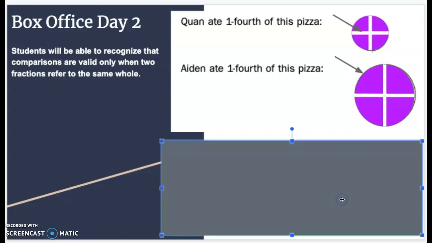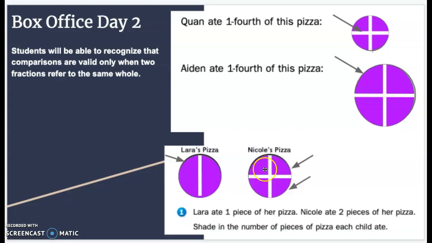Now let's take a look at these two pizzas, Lara and Nicole. Lara's pizza is broken into 2 pieces and Nicole's pizza is broken into 4 pieces. Lara ate 1 piece of her pizza, which is right here. Nicole ate 2 pieces of her pizza, right here. So they both ate 1/2 of their pie, or 2/4. Remember that those are equivalent fractions. And we can compare those fractions because why? Why can we compare Lara and Nicole's pizzas but not Quan and Aiden's?